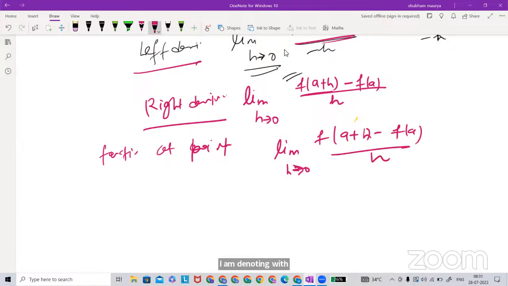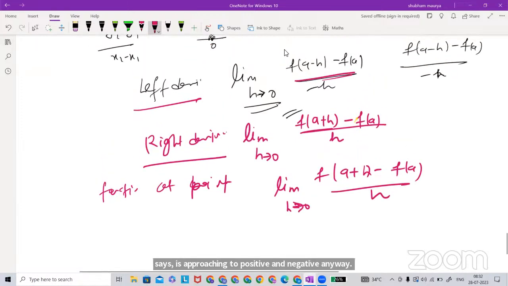The derivative is generally given in a more generalized form. Here h approaches positive and negative values, but it exactly means that the left derivative and right derivative are the same. Then you will say the function is differentiable at that point, and the value is called the derivative value at that point.